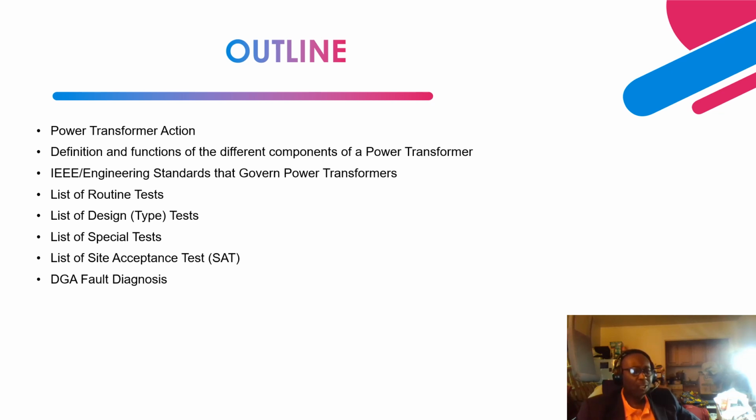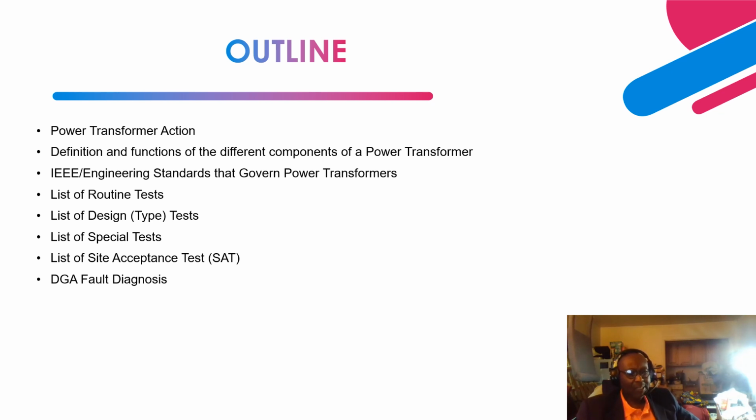Next is a special test. And this usually list of tests comes from the customer, and it's based on what the customer wants. So the customer has to list those special tests as part of his specification and send it to the manufacturer for the manufacturer to perform those testing as part of the factory acceptance testing. Next is the list of site acceptance testing.